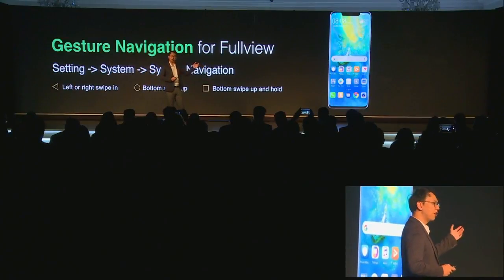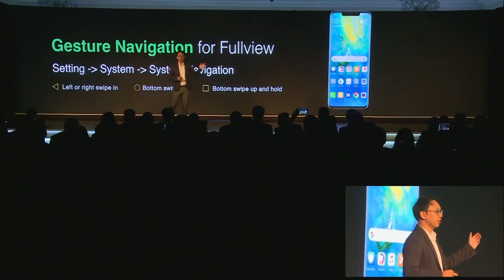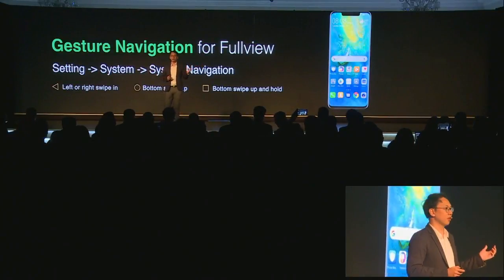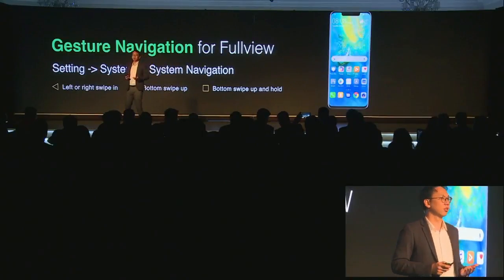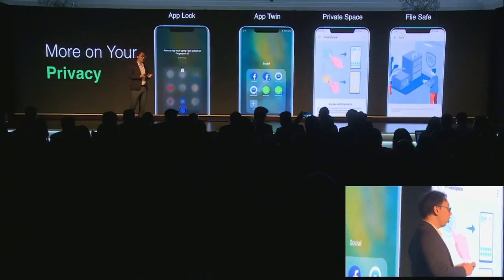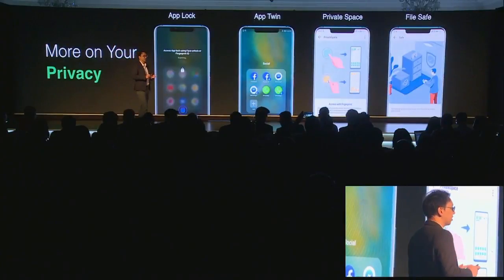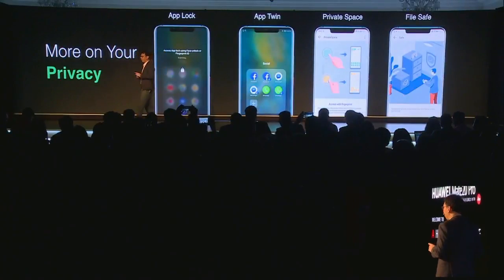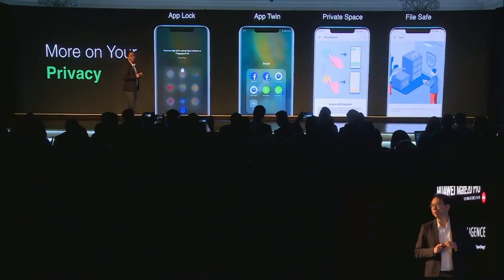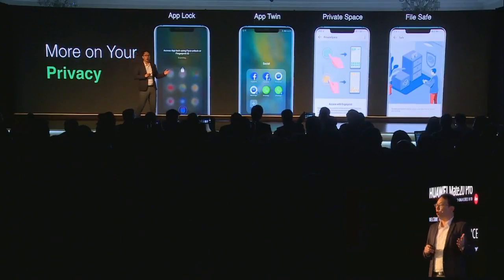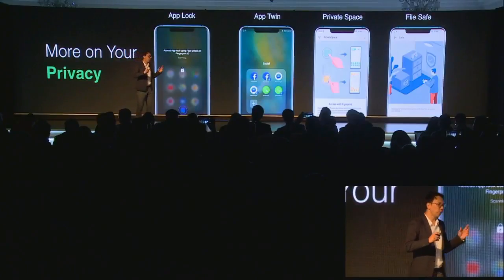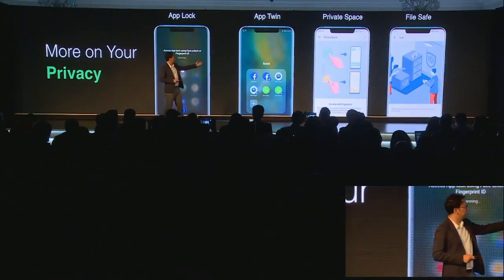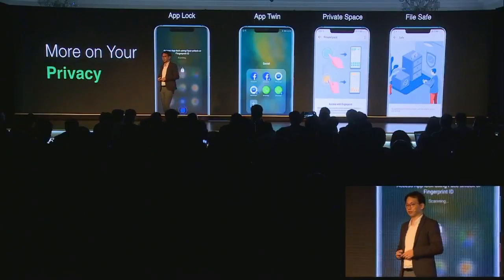You just swipe from left to right, right to left, from bottom to up. It can switch the function or go back to home. And we know privacy is more and more important. So we give you the private app protection and also the app twin. For Messenger, WhatsApp, Facebook, you can have 2 accounts. And for all your important files, we have a private space and the file safe.